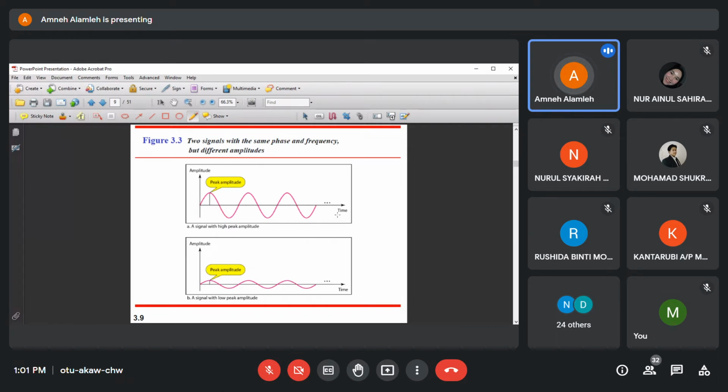Here we have two signals, A and B, with the same phase and frequency, but different amplitude. So we have a new concept, which is wave amplitude. By amplitude, we mean the peak or the height. This one is the amplitude.